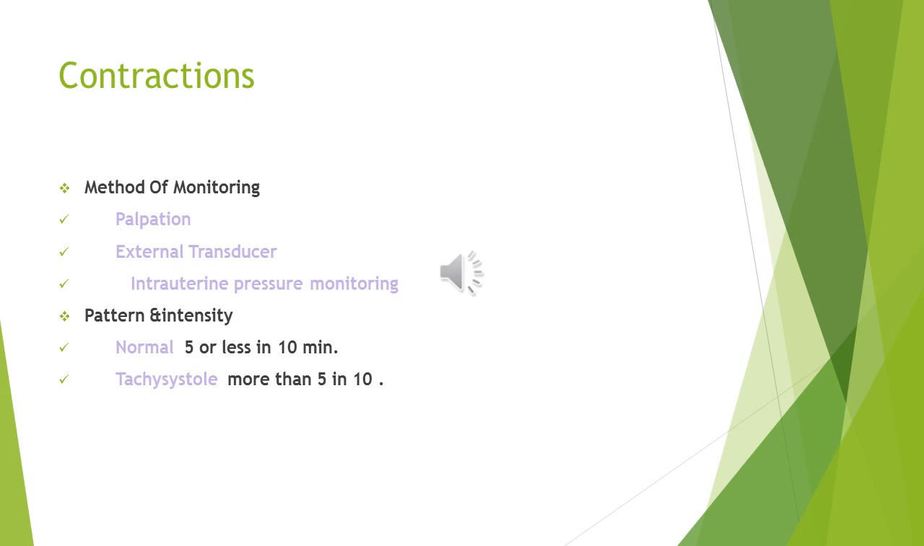Contractions usually should be 3 to 5 in 10 minutes. If there are more than 5, it's called tachysystole, and more than 5 is more likely to affect the baby and the fetal heart rate pattern. That's why once the contractions start to be more than 5, you have to think about how to reduce these contractions, and one of them is to stop the augmenting agent if you are using oxytocin, for example.